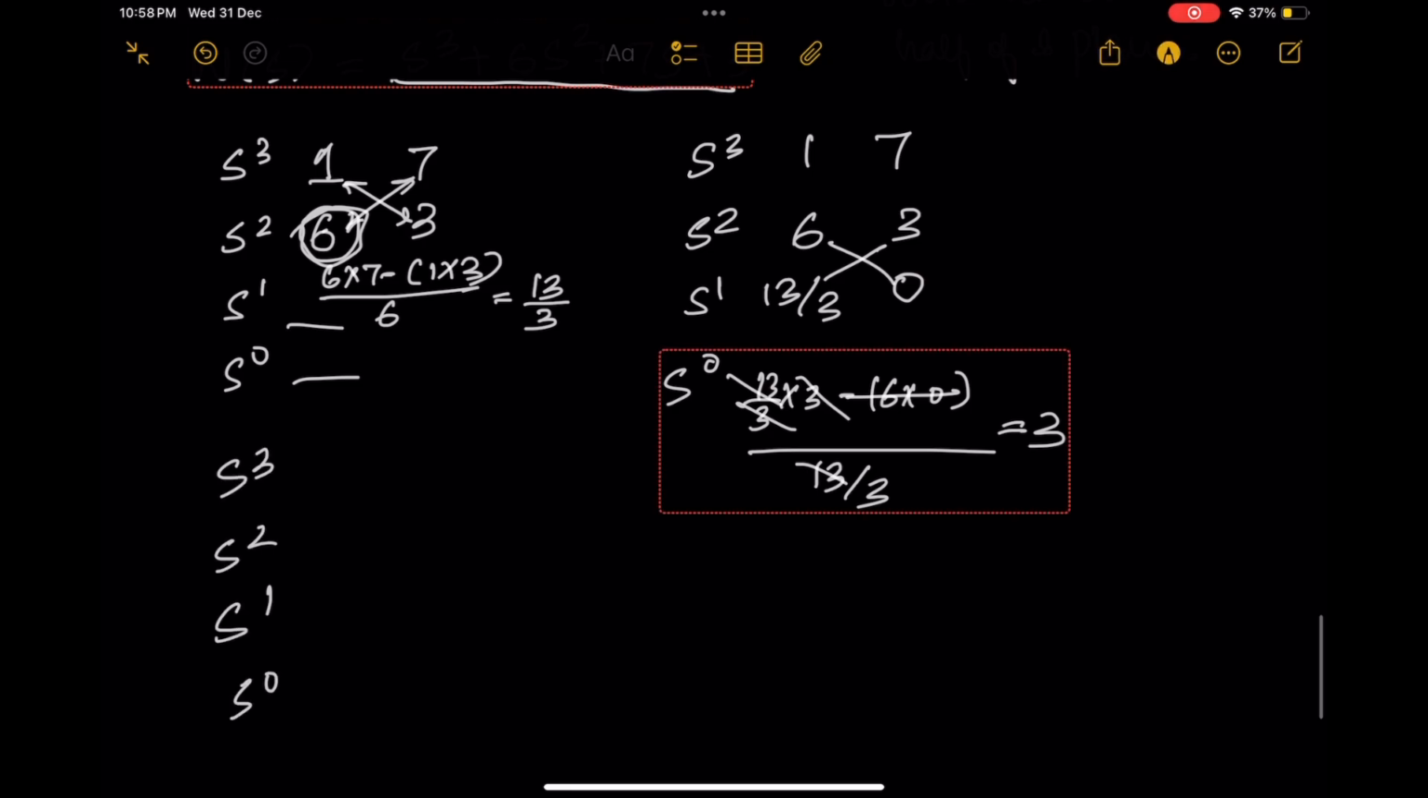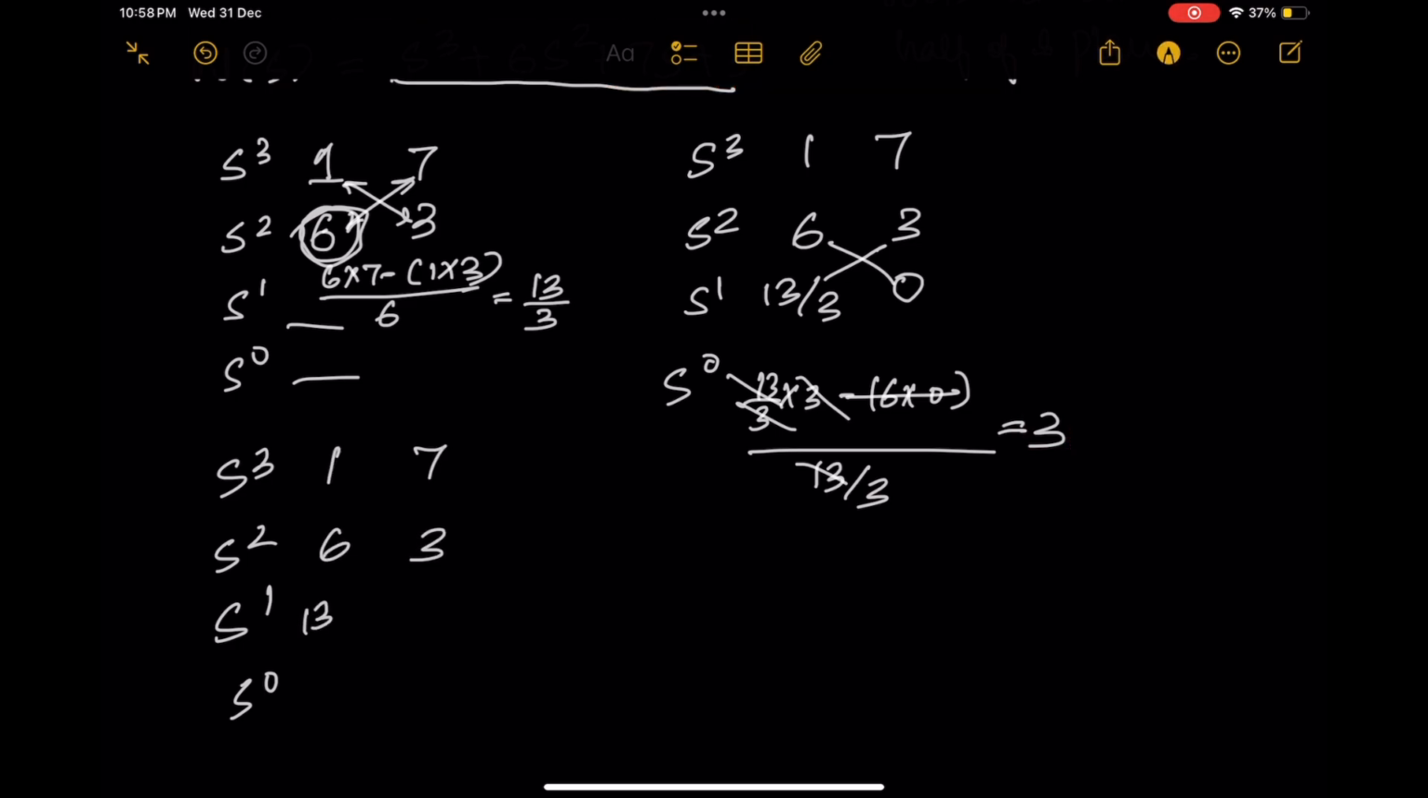Actually, you don't have to write it multiple times. You can just solve it in one writing. I'm just doing it this way so you can understand it a little better. So I'm doing this, and we got 3 as our last answer. So this is how you solve a Routh array.